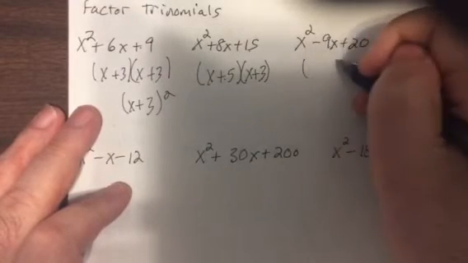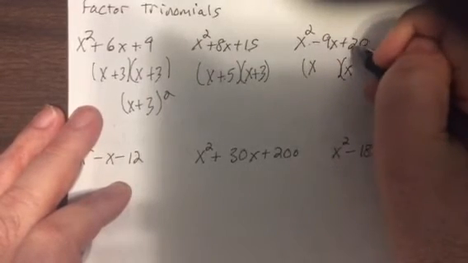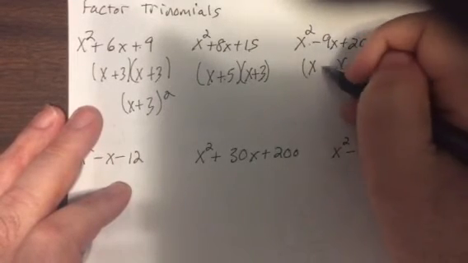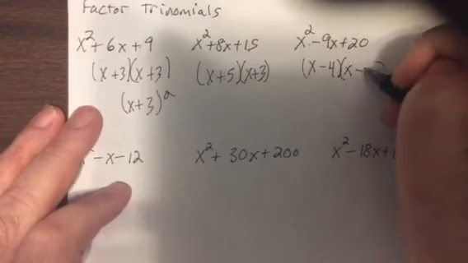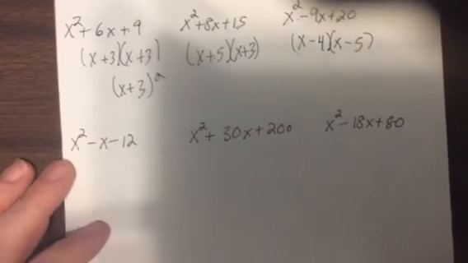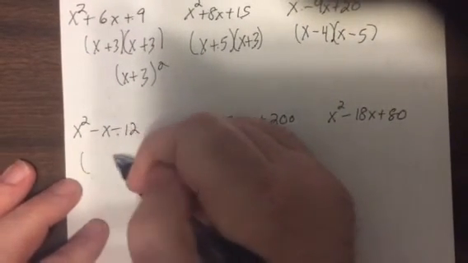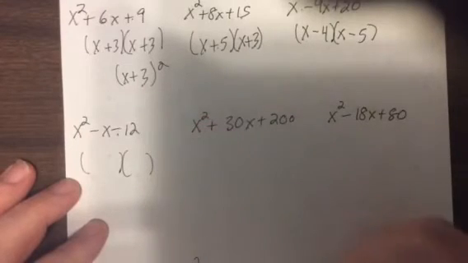Okay, this one. X squared is x and x. Last term is plus, so we add the factors. It'd be minus 4, minus 5. Okay. Now I tried to trick you. This one has a minus. Did I trick you? I feel so smart.